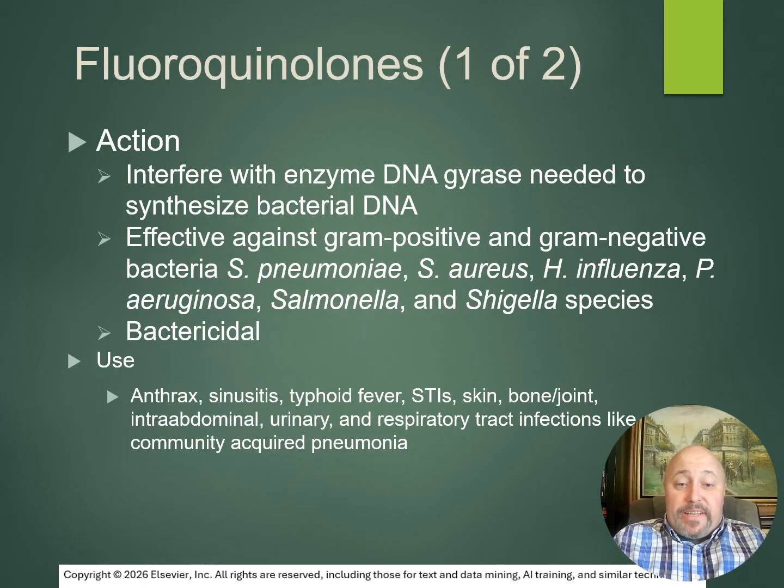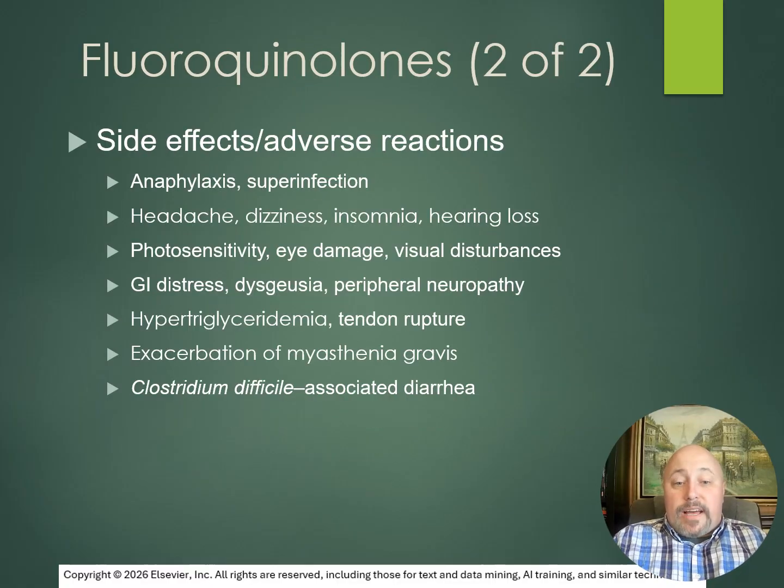Fluoroquinolones interfere with DNA synthesis within the bacteria and are effective against both gram-negative and gram-positive bacteria, such as Pseudomonas, Salmonella, and Shigella species. Used for conditions like anthrax, sinusitis, typhoid fever, sexually transmitted infections, skin, bone, joint, intra-abdominal, urinary, and respiratory tract infections. Side effects or adverse reactions include things like anaphylaxis, superinfection, headache, dizziness, insomnia, hearing loss, photosensitivity, eye damage, visual disturbances, GI distress, and exacerbations of myasthenia gravis.